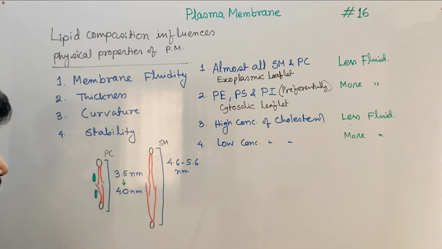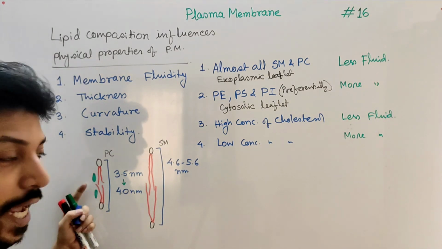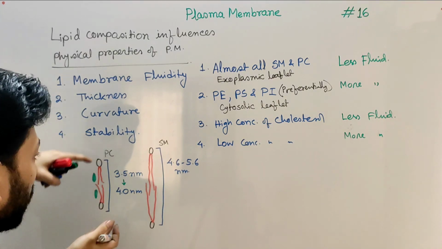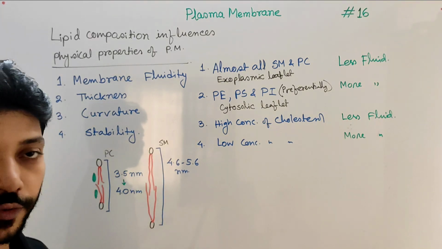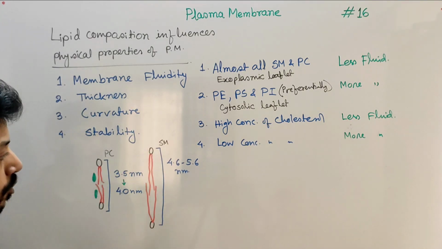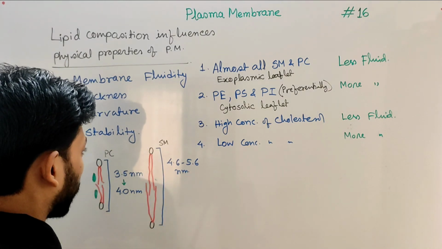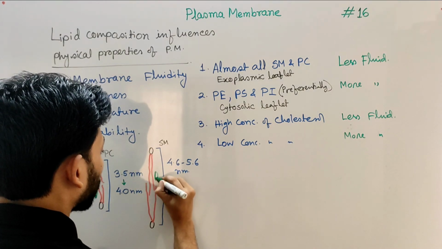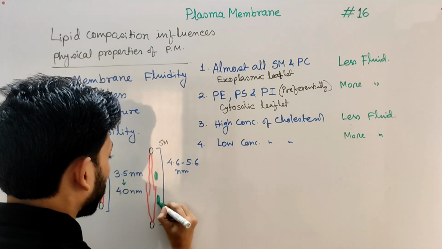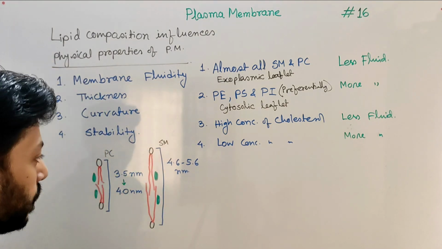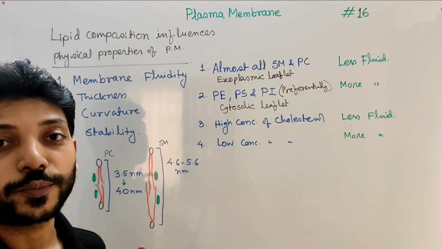Okay, remember this. Cholesterol intercalates and can increase the thickness of the phosphatidylcholine phosphoglycerides. But if cholesterol intercalates with sphingomyelin, let's suppose in the two layers of the bilayer, it cannot increase the thickness of the sphingomyelin.